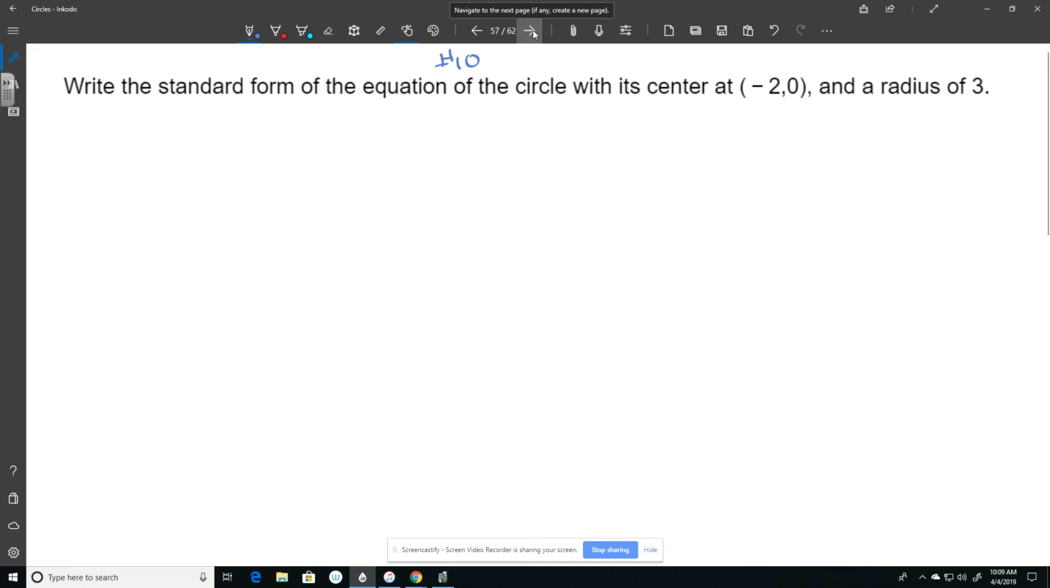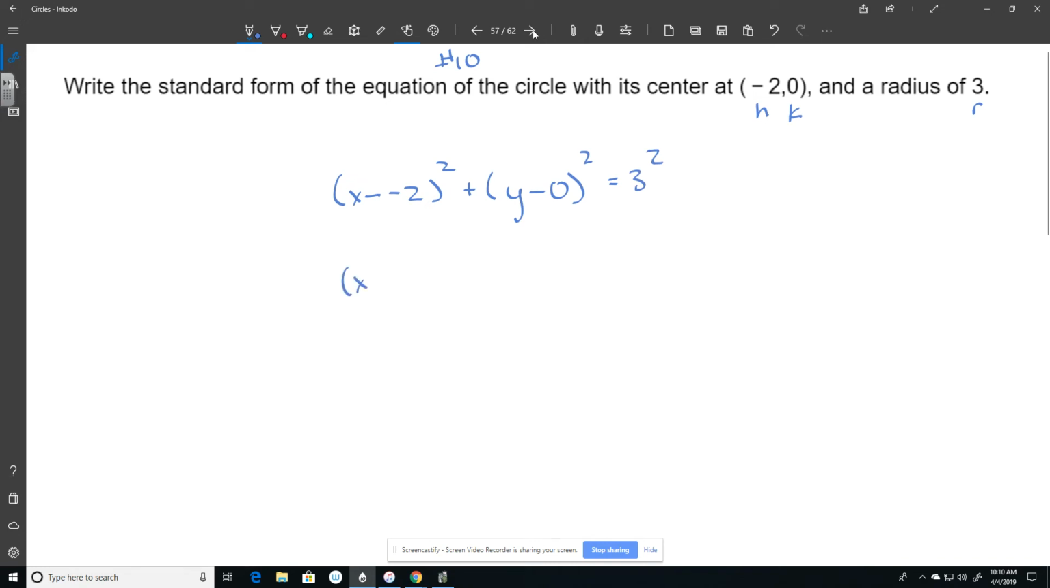Write the standard form, but I guess it is going to give you another center and another radius. So my center is -2, there's my h, 0, there's my k, and my radius is 3. So I'm going to use that same formula, x minus h, which is -2, squared, plus y minus k, which is 0, squared, is equal to r squared, which is 3 squared.